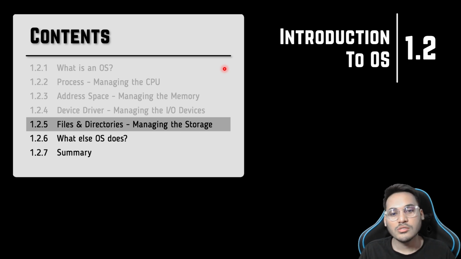Now in this video, I want to talk about a specific class of IO devices, that is the storage devices. These devices are used by the computer applications to store their data persistently, and the operating system does a whole bunch of things to manage them and make it easy and efficient to use these storage devices. So let us see what all the operating system does in the context of storage devices. So let's get started.